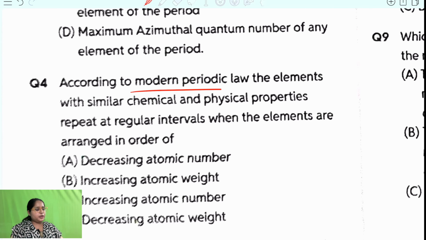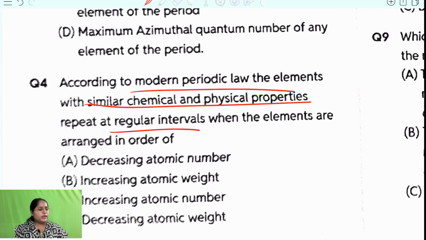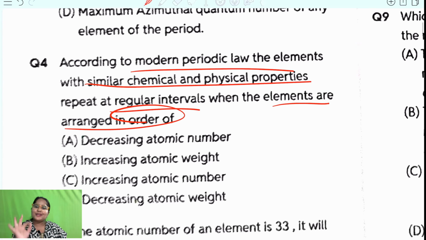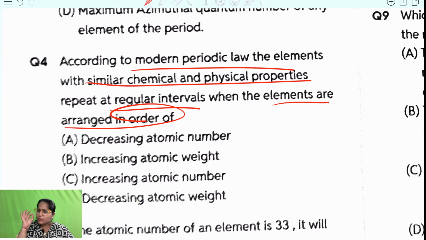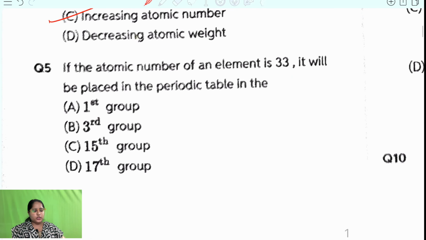According to modern periodic law, elements with similar chemical and physical properties repeat at regular intervals when the elements are arranged in the order of, always remember, only in case of the modern periodic table, atomic number. Only the modern periodic table was based on atomic number; rest everything was based on atomic mass. So I will say atomic number, option C.